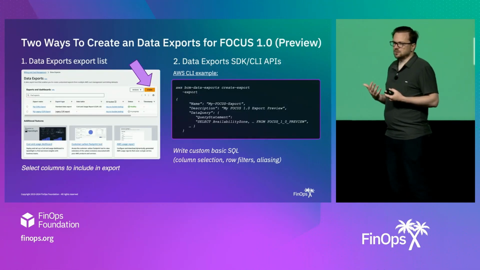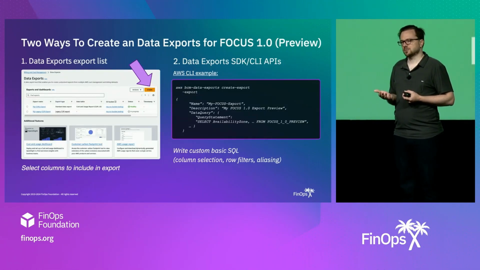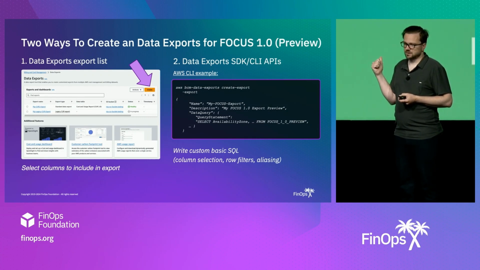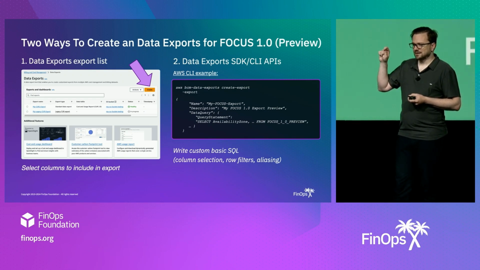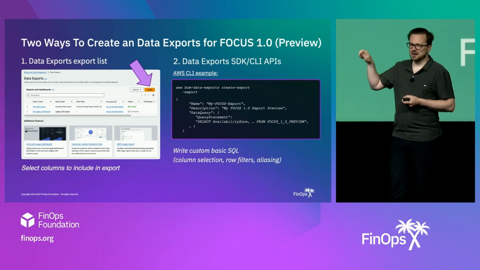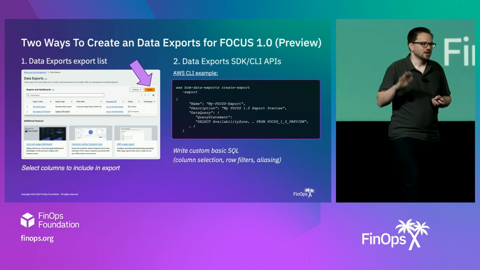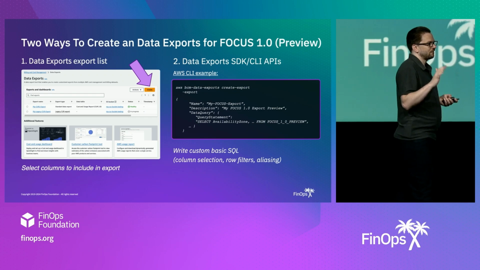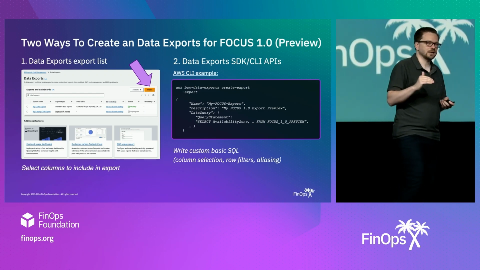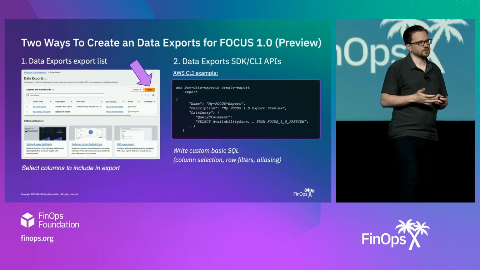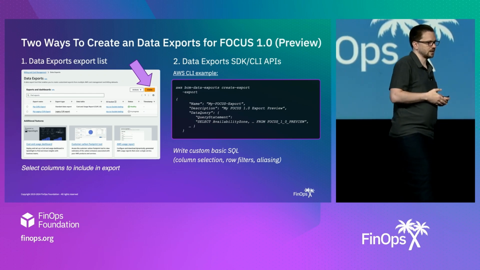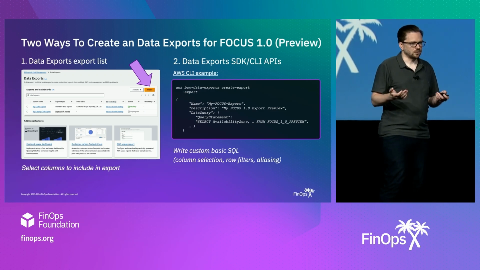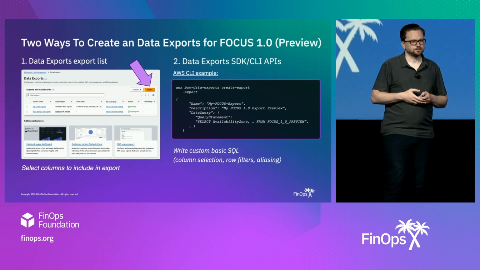Okay, so how do you take advantage of the Focus 1.0 export? There was a little video clip you saw this morning when James was doing the keynote. We made this very easy AWS orange button, a create button at the top of the data exports console. You click that button and it gives you a very easy set of questions you can answer to create and start your Focus export. You can also use the APIs and the SDK and the CLI as well. And then you select the columns that you want to include in the export.